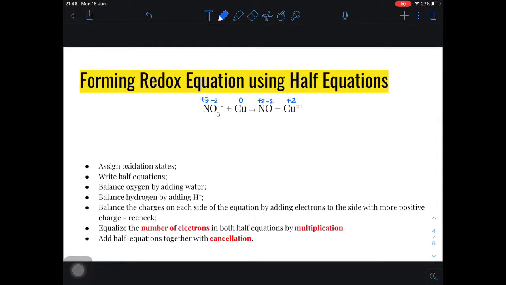Okay. Now we have assigned all the oxidation states of each atom, and we can observe that this experiences a change, and also Cu experiences some change. This is oxidation, and the top one is the reduction. So we have assigned the oxidation states. Now we want to write the half equations.